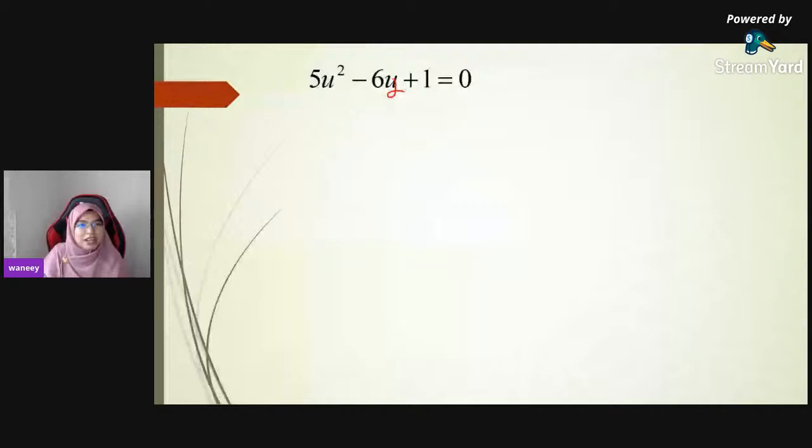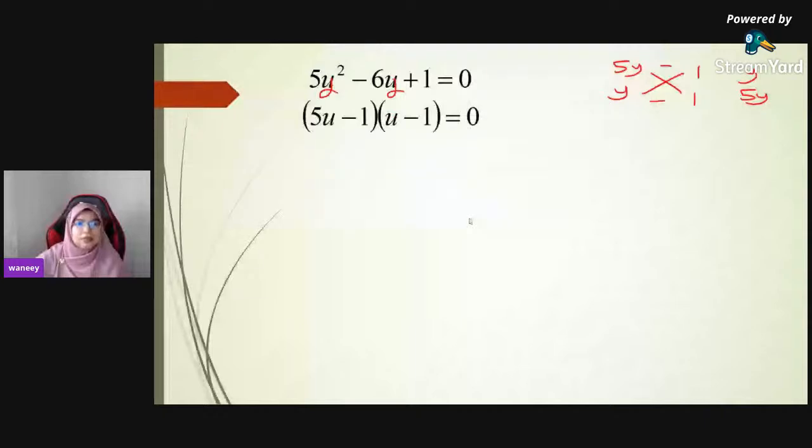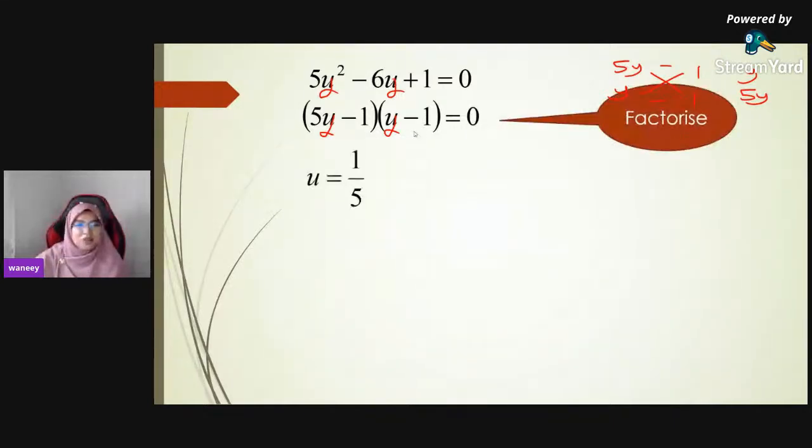As usual, this is y, this is also y, and then you factorize them completely. Okay, so we have 5y, y, 1, 1. So it will become 5y minus 1 and y minus 1. Again, forgot to change it to y. Okay, so 5y minus 1, y minus 1 equal to 0. And do make sure you have y as your subject. So y is either equal to 1 over 5 or y is equal to 1.